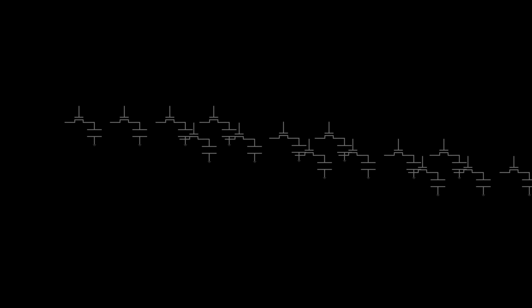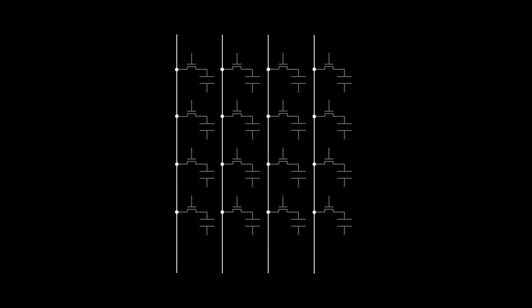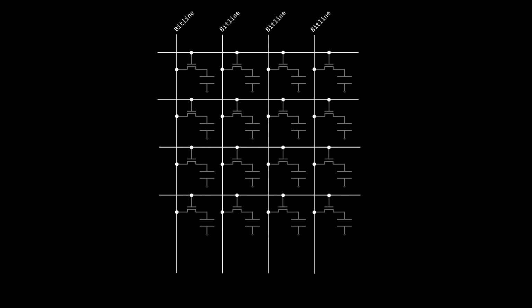Firstly, it is impractical to handle each memory cell individually because that would require an insane amount of wires. Instead, we arrange the cells in a matrix. We use a single wire to connect the sources of each MOSFET along each column, which we'll refer to as bit lines, and a single wire connects the gates of the MOSFETs along each row, known as word lines.